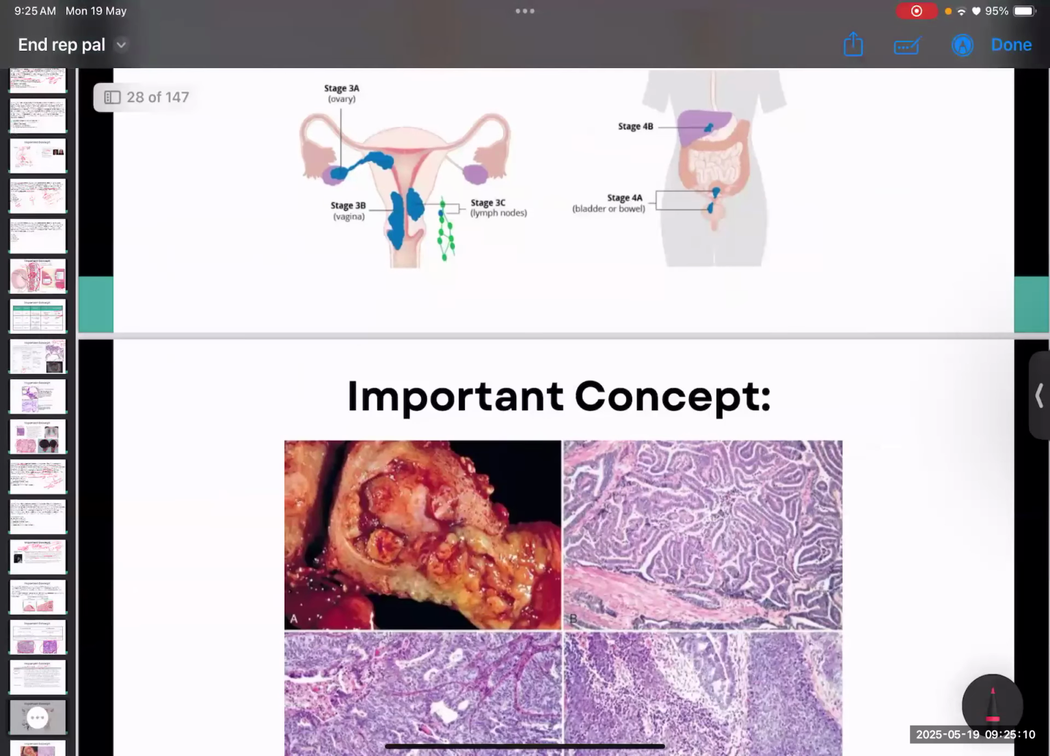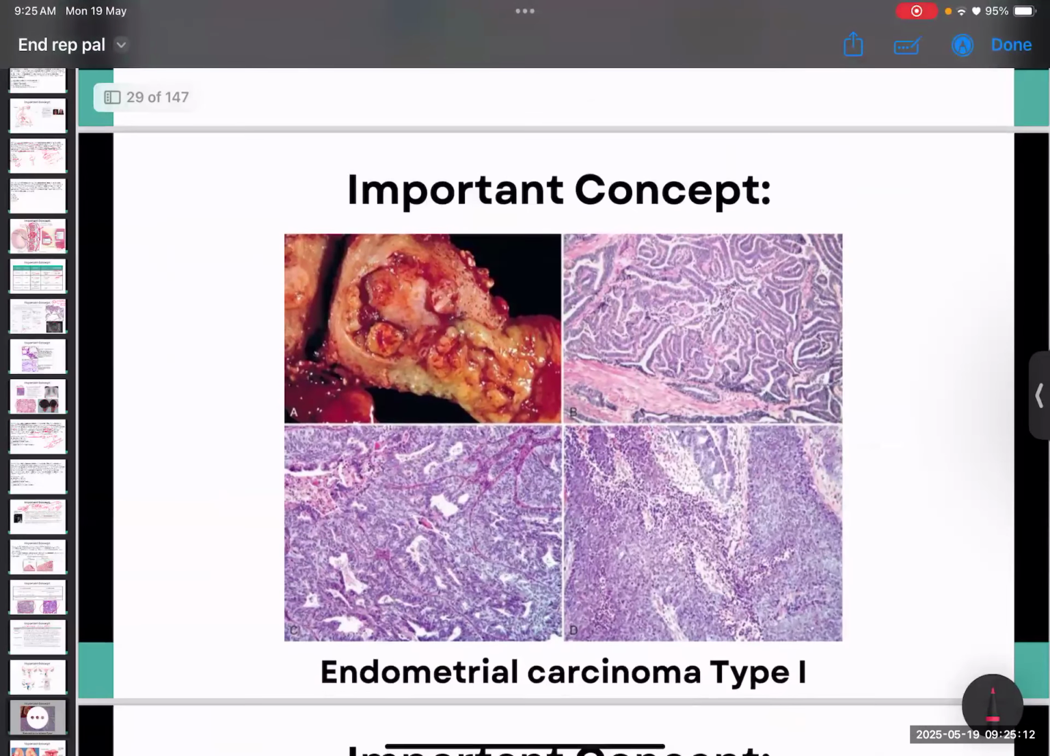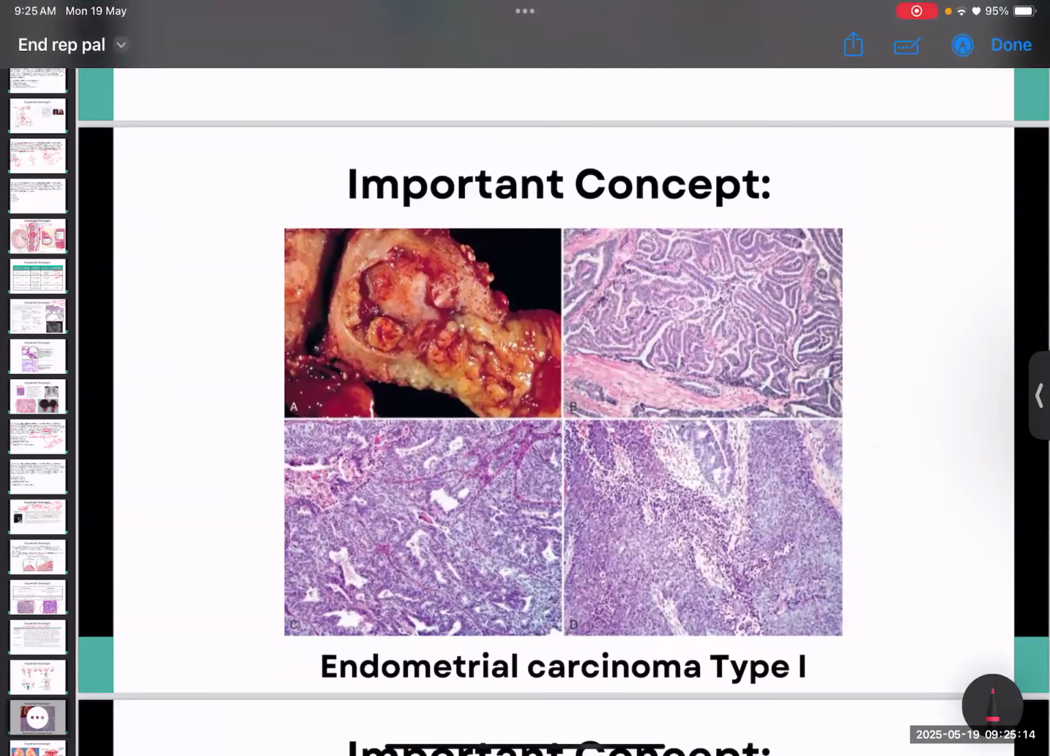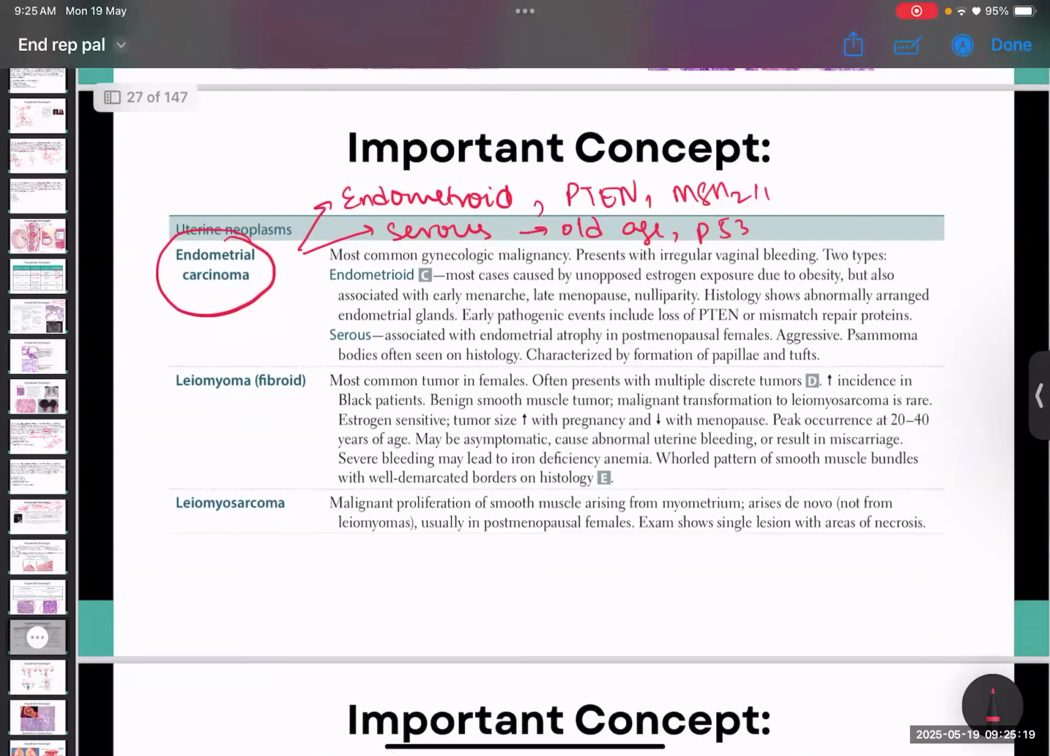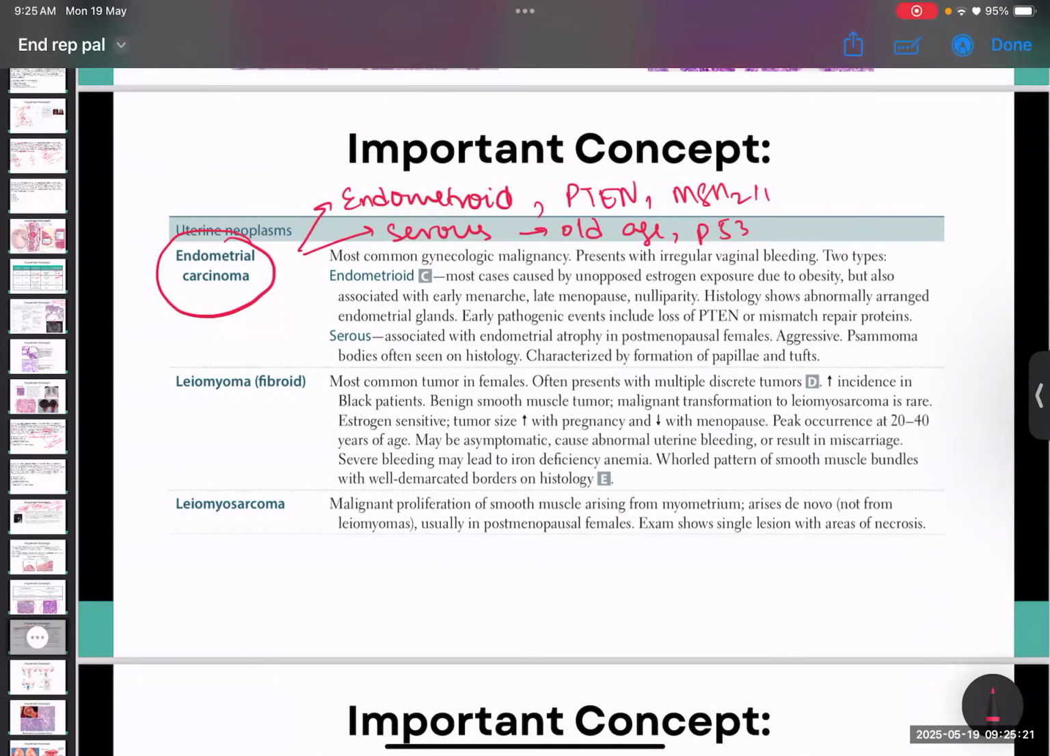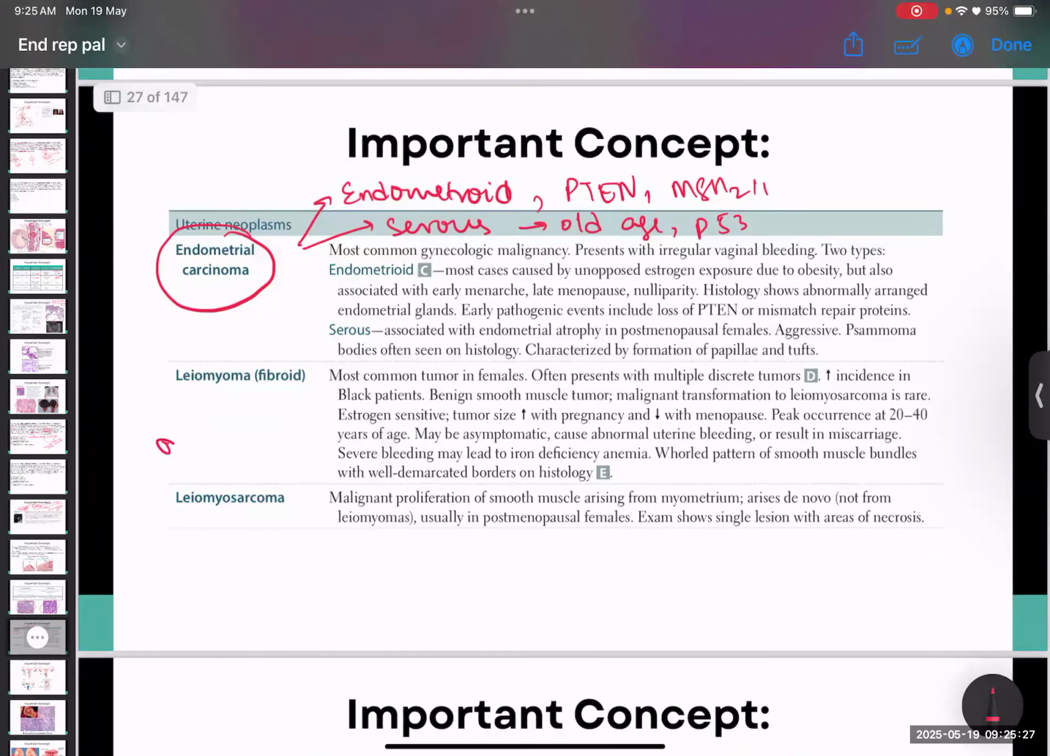And this is how endometrioid type 1 carcinoma looks like. Like I mentioned, a lot of purple glands. And yeah, leiomyomas are usually fibroids. So these are smooth muscle tumors, and they're usually benign. They're associated with MED12 mutations. And again, they're also very much responsive to estrogen.